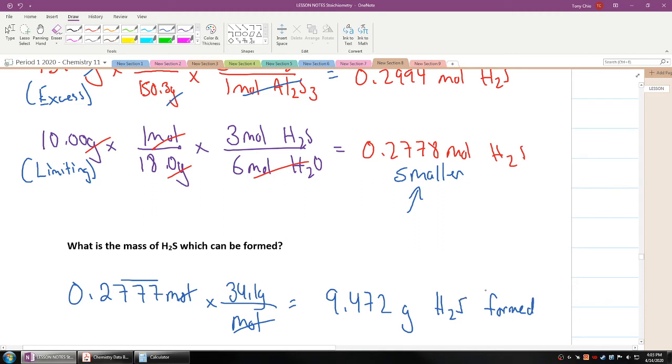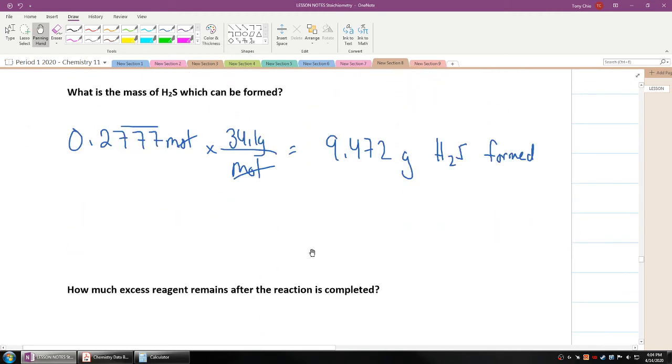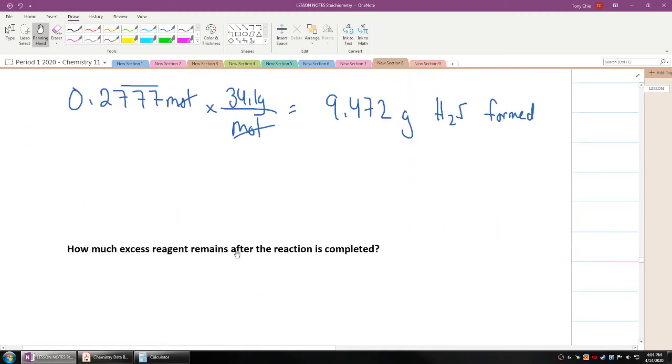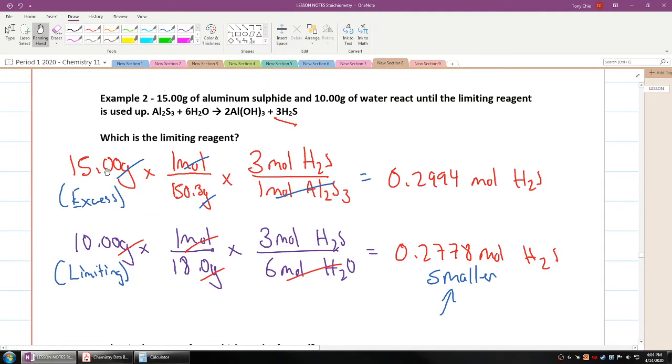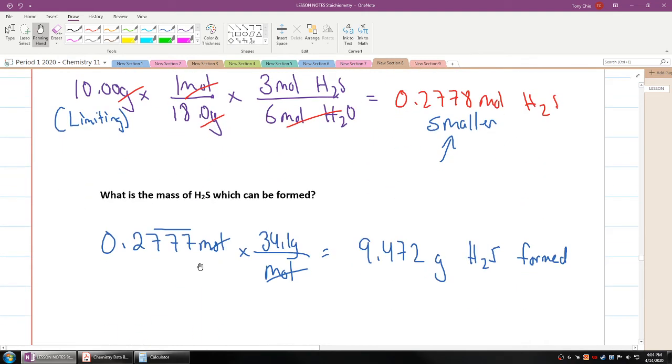So as you see, we have our mass of H2S formed. The moment this much H2S is formed, this reaction should stop. Okay. Then how much excess reagent remains after the reaction is completed? aka, how much aluminum sulfide will remain at the end? Well, if we just calculate that the water is limiting, we could take our mass of water and convert it to how much aluminum sulfide was used up.